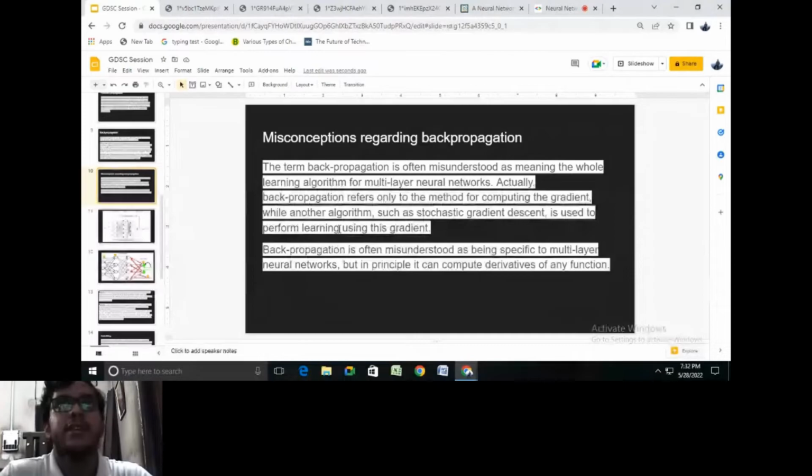And another common misconception is that backpropagation is often misunderstood as being specific to multilayer neural networks, but in principle, it can compute derivatives of any function. So, as I had said earlier, since backpropagation is a very mathematical term, it is, precisely speaking, an algorithm for calculating the gradient of the loss function. It can compute gradients of any function.